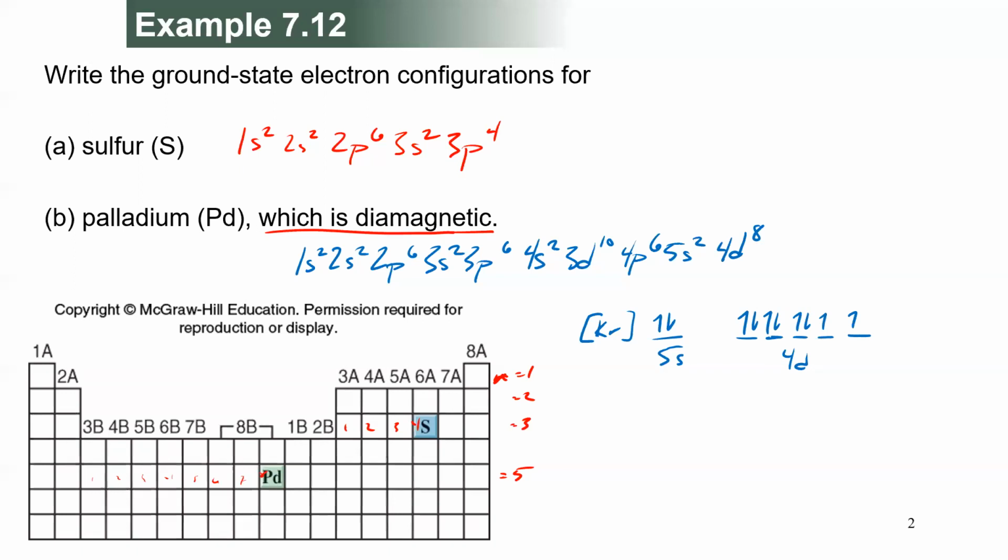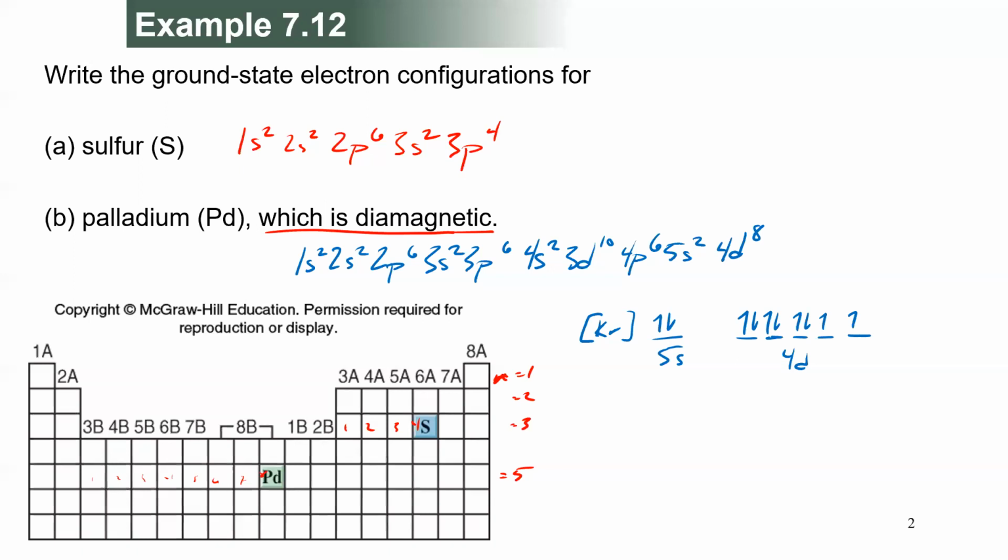Hund's rule tells us we're going to spread out all the electrons with their spin up before we start to pair them. Right? So if it were 5s2 4d8, palladium would not be diamagnetic. And so in order for us to make it diamagnetic, we can't break Hund's rule. We can't pull those two 4d electrons and put them in the same orbital.